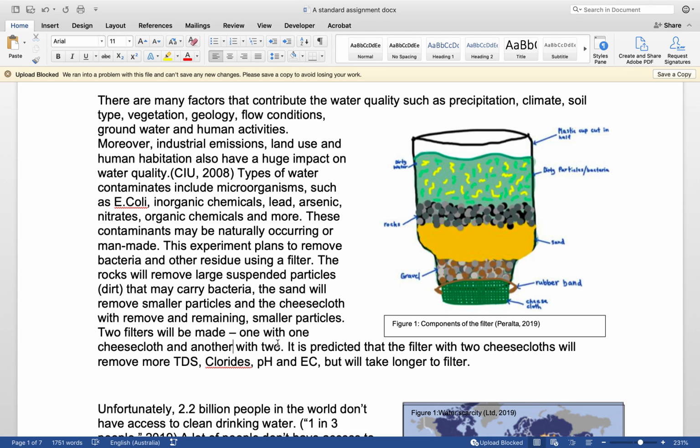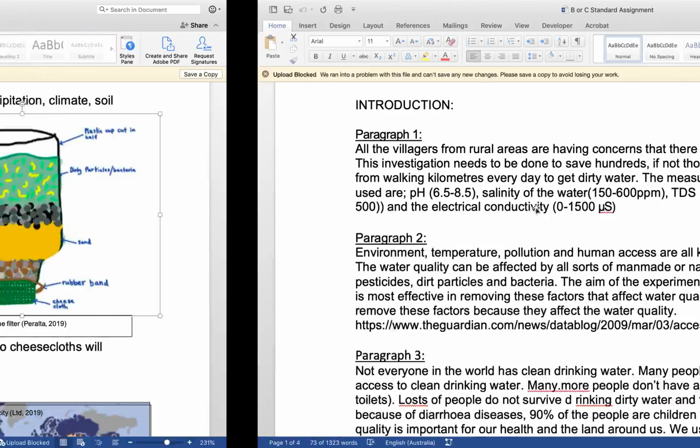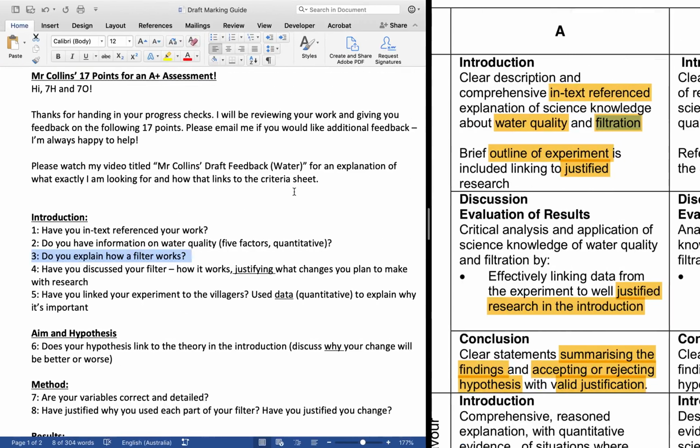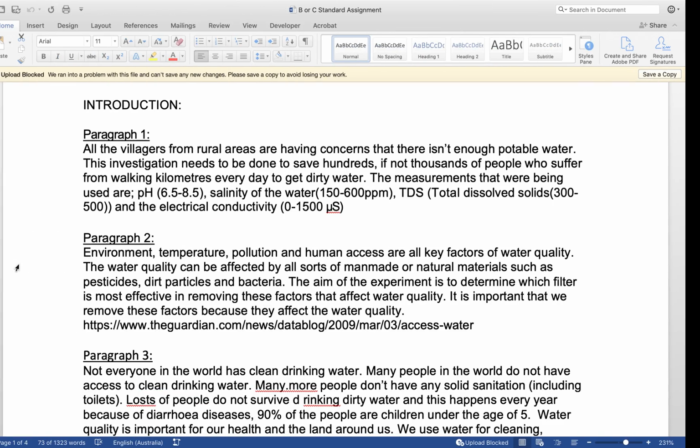It is predicted that the filter with 2 cheesecloth will remove more TDS, chlorides, pH, and EC for electrical conductivity, but will take longer to filter. And look at their diagram there. So I'm able to say, yes, they've talked about filtration pretty well. Now, point 4, have you discussed your filter, how it works, justifying what change you plan to make?